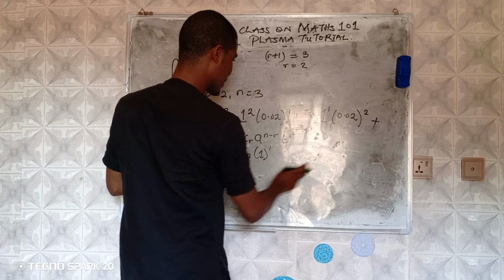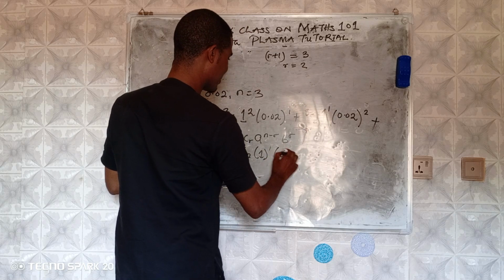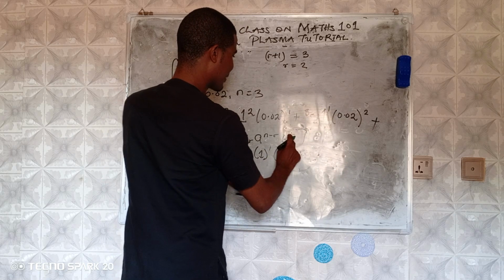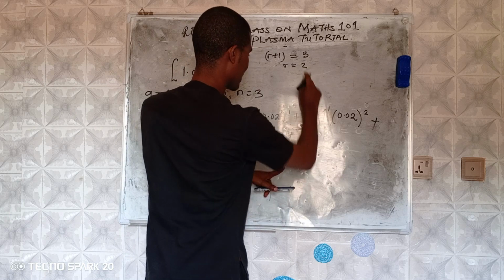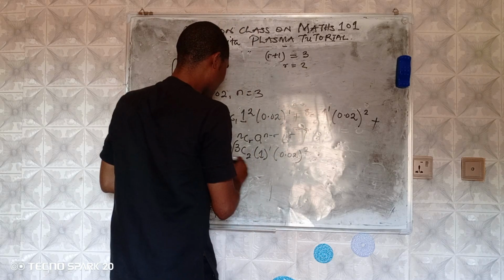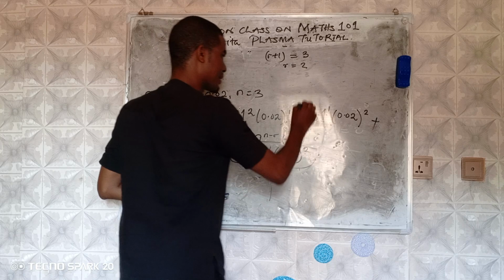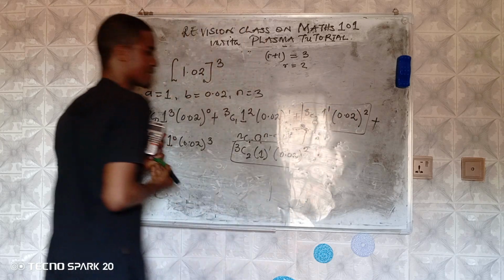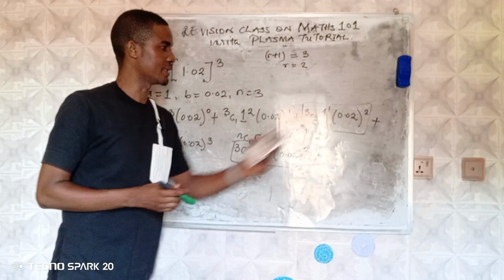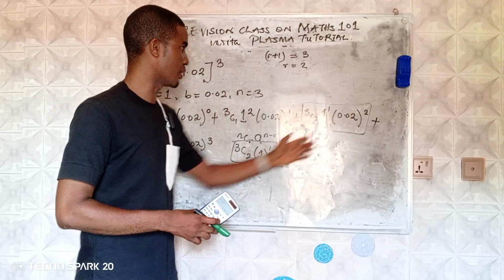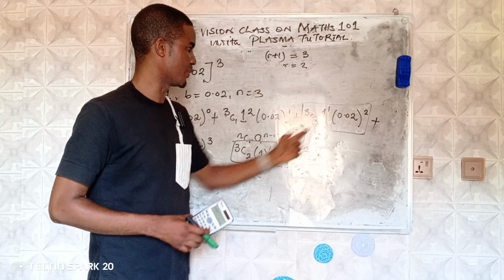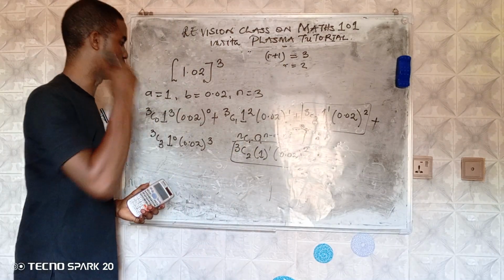Are you seeing that I'm forming all this? Then my b is 0.02 raised to power r, which is 2. Do you see that what I have got here is the same thing as what is here? And that is the third term. 1, 2, 3. Can you see the beauty of what we have been doing? The beauty of it. So whichever one you want to use.